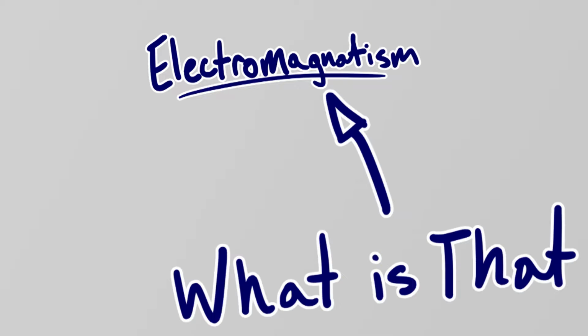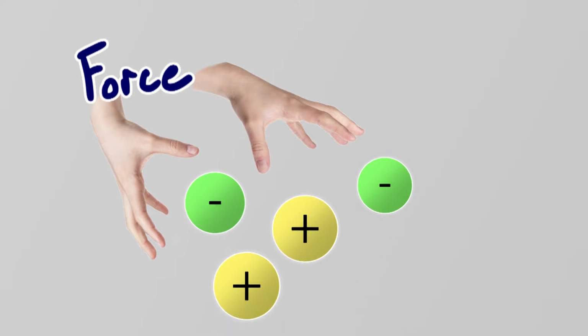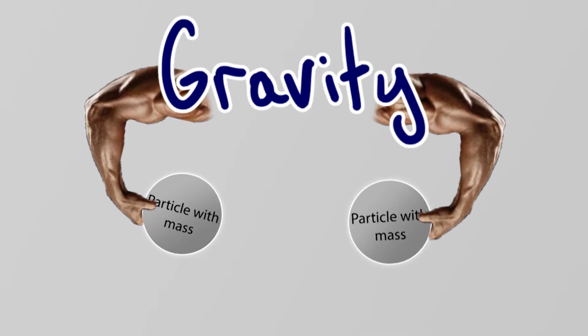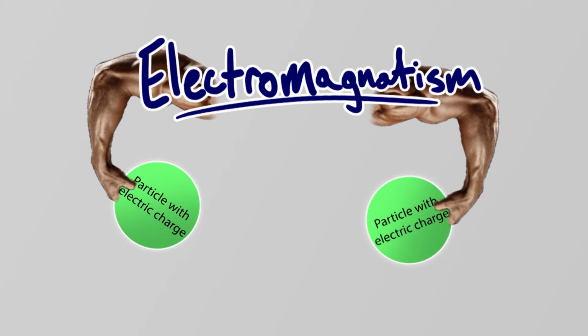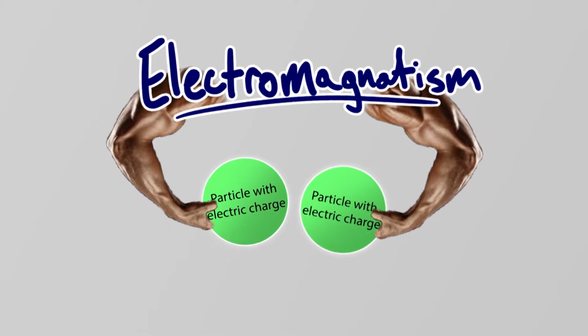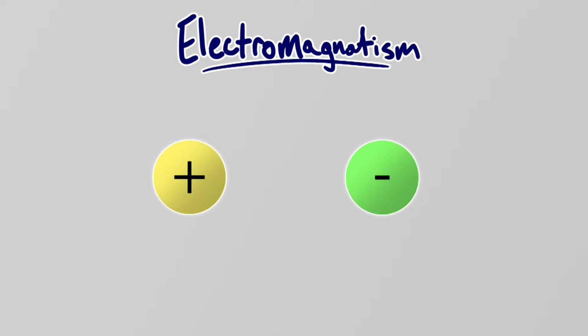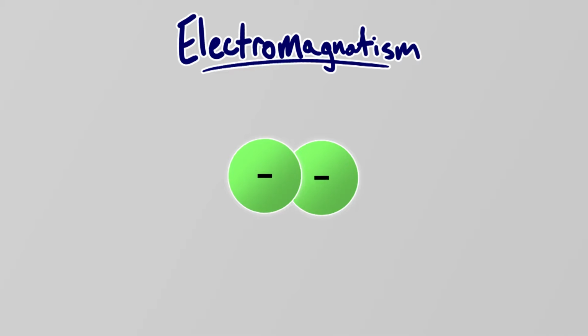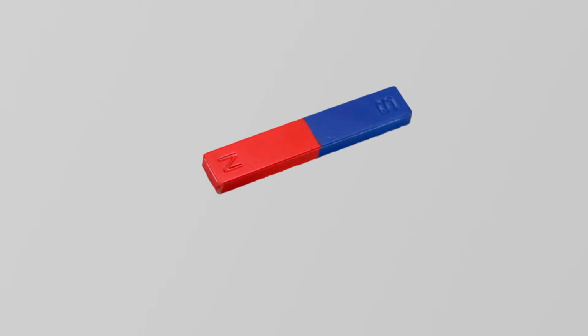That's cool, Riley. What the hell is that? Simply, it's the force that acts on electrically charged particles. Similar to how gravity is a force that acts on all things massive, electromagnetism is a force that acts on all things electric. Unlike gravity, however, electromagnetism can either attract or repel. I'm sure you've experienced something like this before.